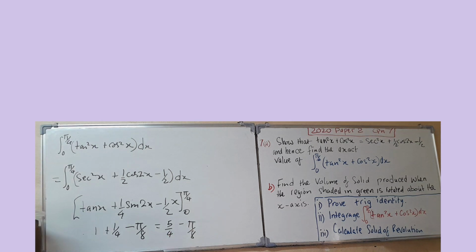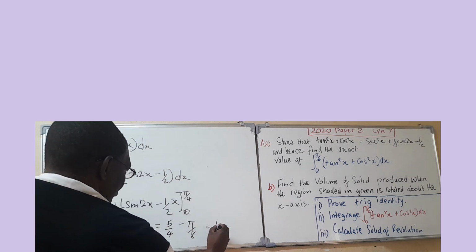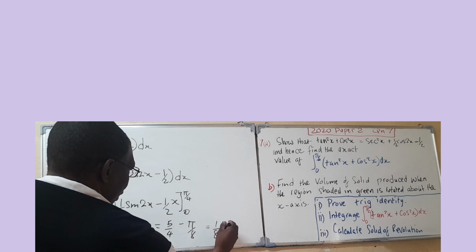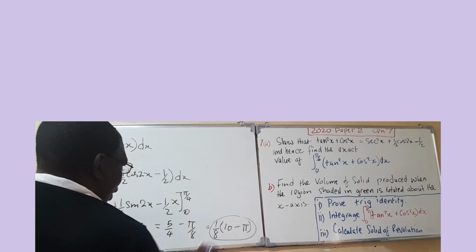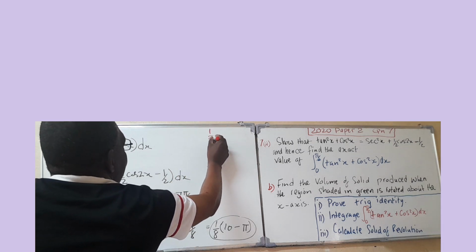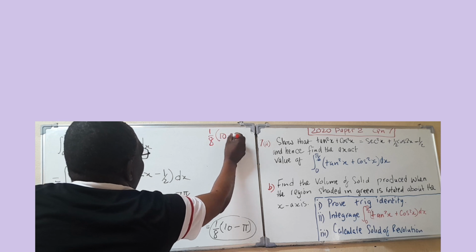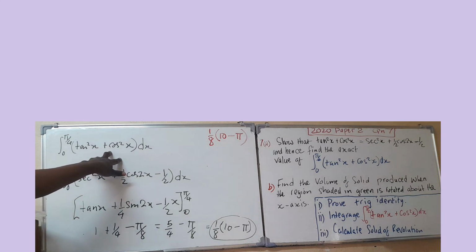Let's put everything under one denominator. That will be 8. This will become a 10, so it becomes 1 over 8 brackets 10 minus pi. That's the integral. Let's put it somewhere where it's well kept, because we're going to need it somewhere there in question B. So I will write this one here, 1 over 8 brackets 10 minus pi. Let's remember that's the integral of this thing here.